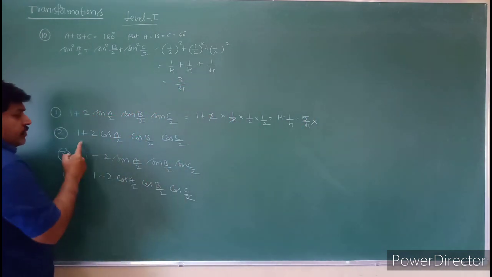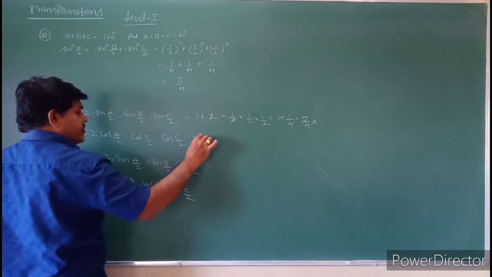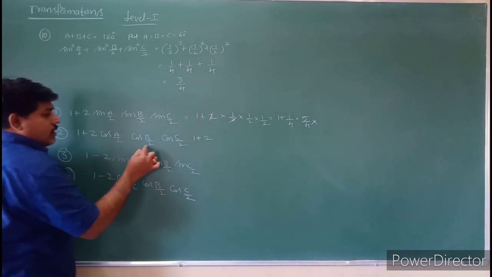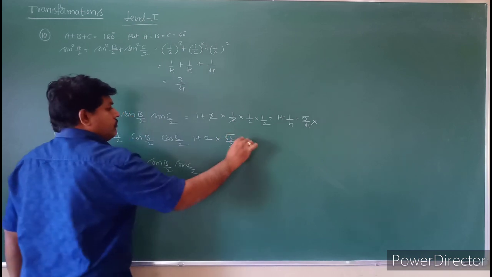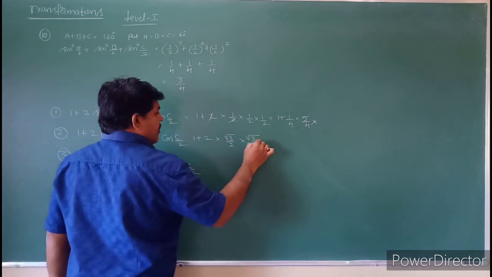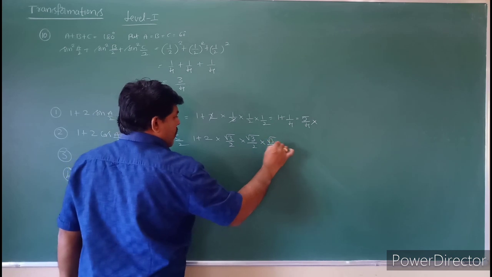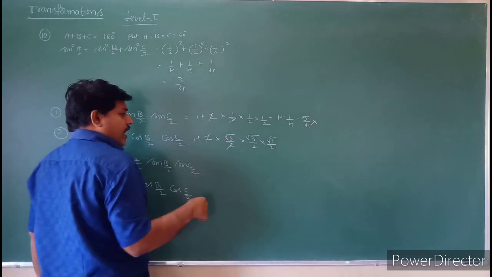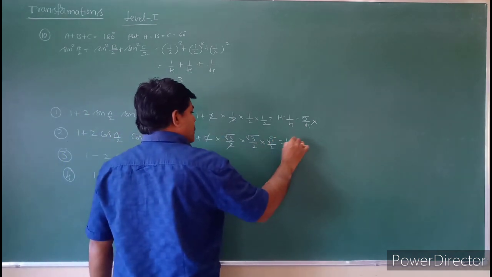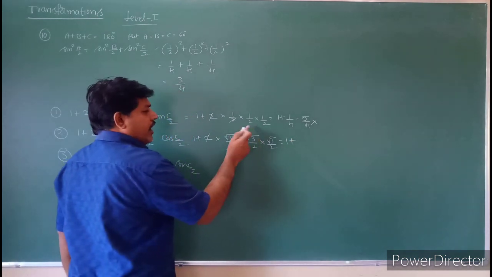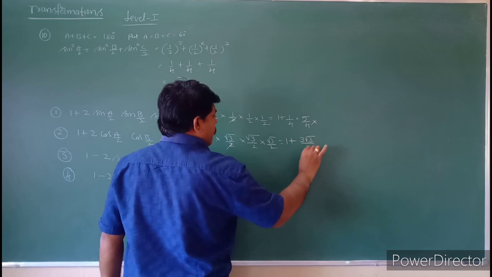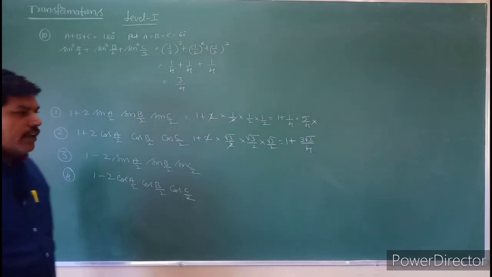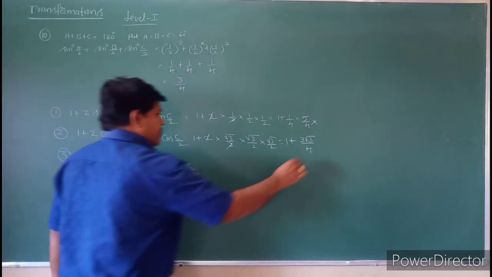So see the next one: 1 plus 2 into cos 30, cos 30, cos 30. The cos 30 value is root 3 by 2 into root 3 by 2 into root 3 by 2. So what happens? 2 will be cancelled. It will become 1 plus root 3 into root 3, 3 root 3 by 4. So 1 plus 3 root 3 by 4 is not the option, students.